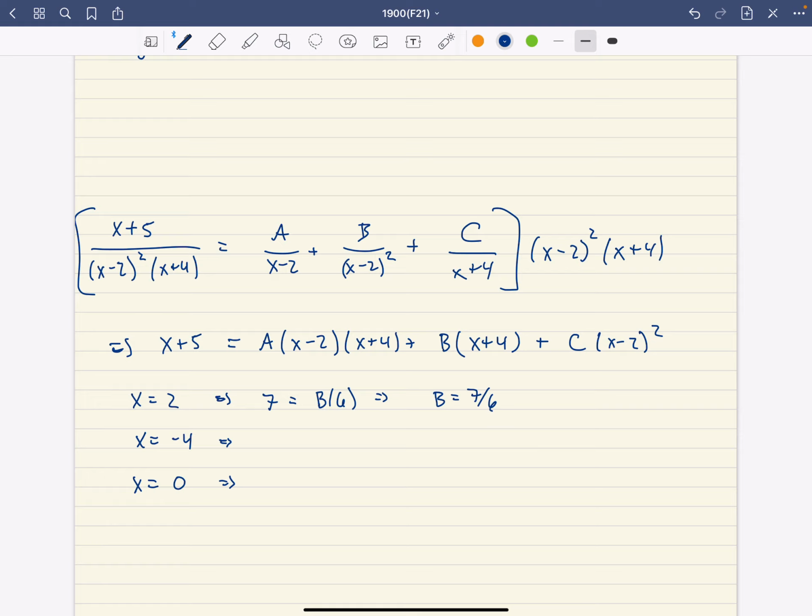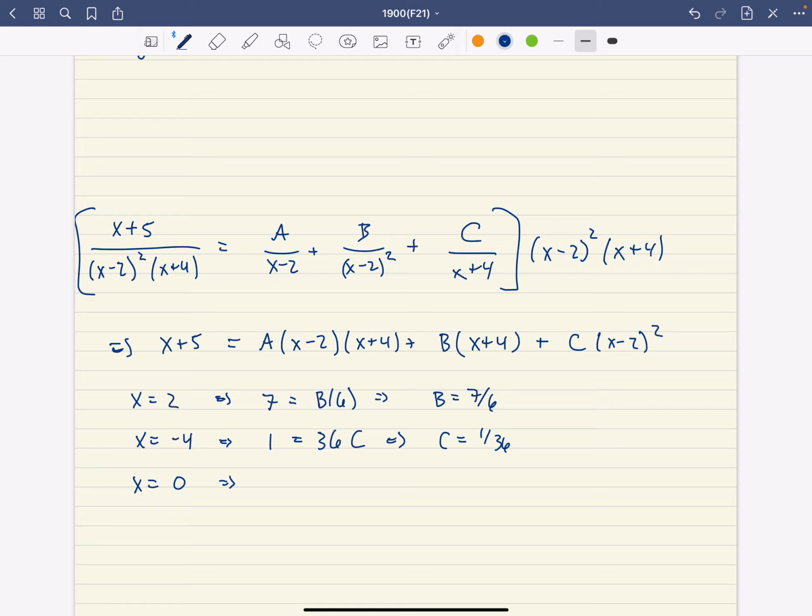When x is negative 4, the a and the b terms cancel. The left side, x plus 5, is 1. The a and the b terms are gone. And then if we plug in negative 4 for c, we're going to get negative 6 quantity squared. So that's 36c, which implies c is going to be 1 over 36.